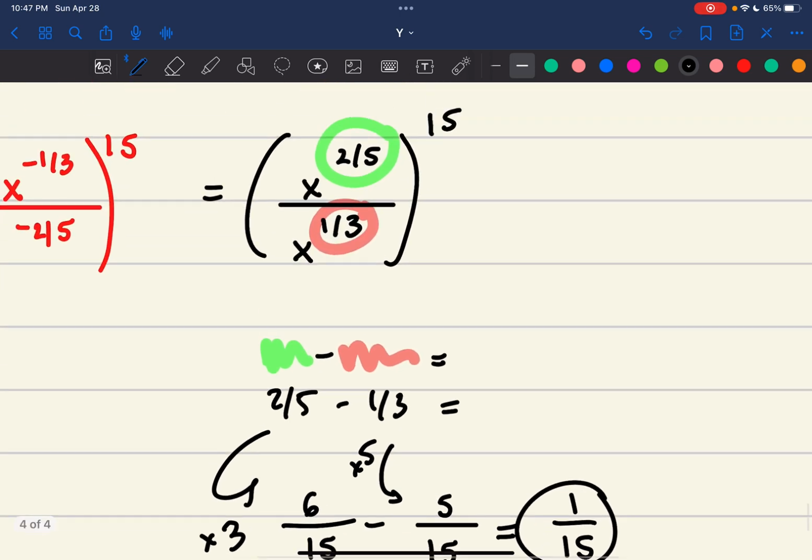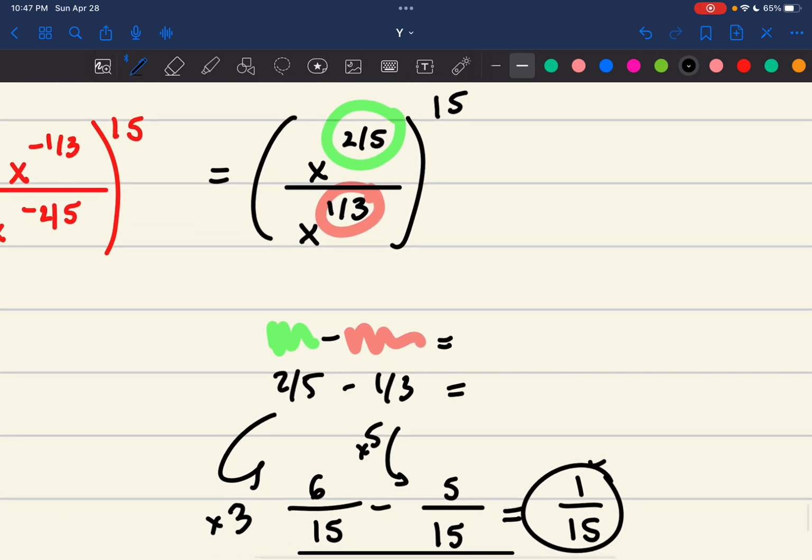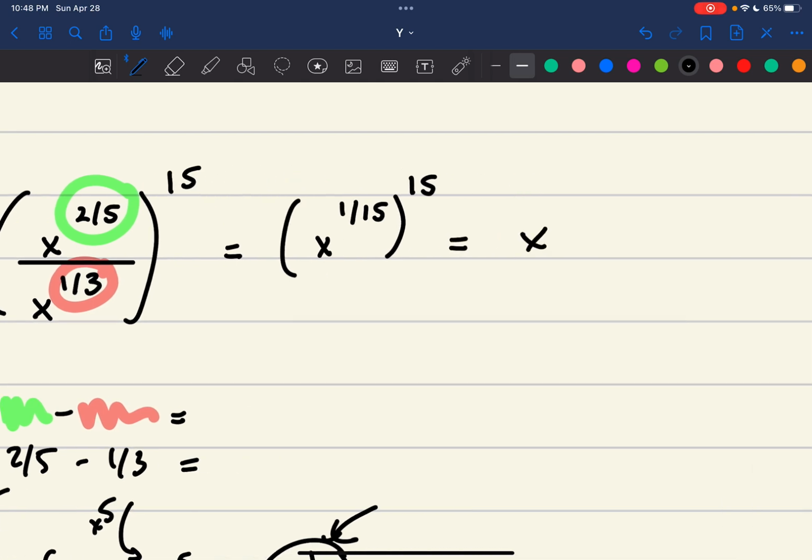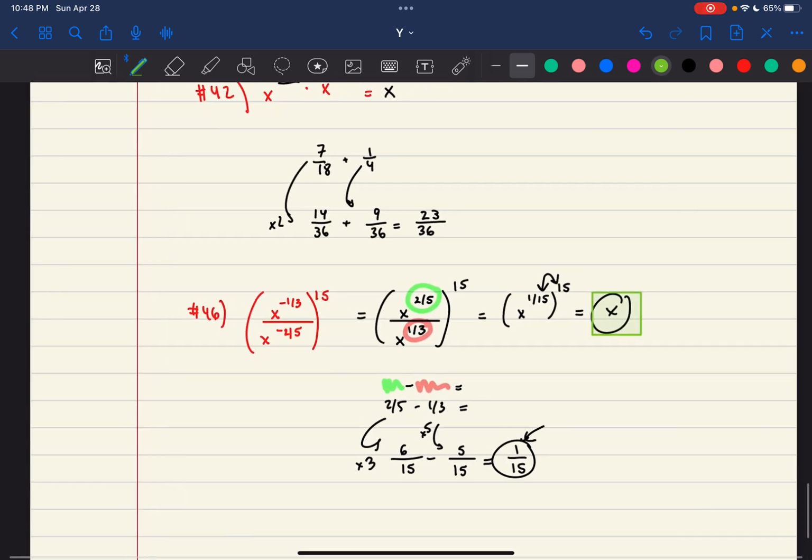And like I said, we're going to put the x to the 1/15 wherever the greater exponent was, so that's going to be on the top. If you were to put it on the bottom, that'd be okay if you had it as a negative exponent. So now we're here. x to the 1/15 to the 15th, you're just going to get x, right? Because when you do an exponent to the power of another exponent, you end up multiplying them. So you just get x, and that's how you get that. And that's the final answer, 46.